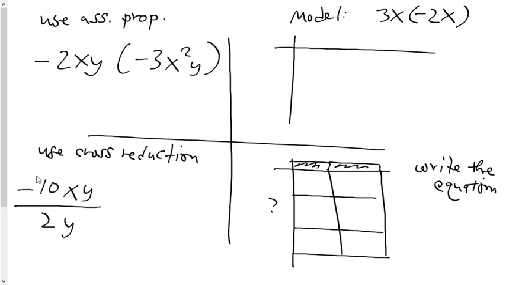Ladies and gentlemen, this is section 7.1 on the multiplication and division of monomials. We have 4 warm-up questions here today. It's Friday, so I know your brains aren't quite all working. And the first question says, use associative property to solve the multiplication of this monomial by this monomial.